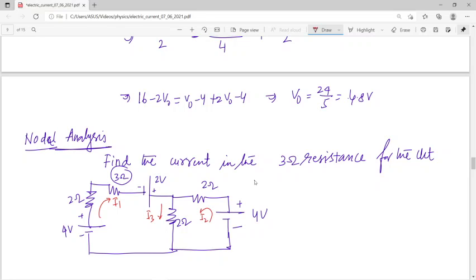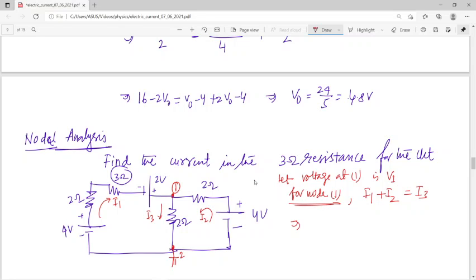I am taking the potential at point number 1, and there is a ground, so this is point number 2. Let the voltage at point 1 be V1. If we consider node 1, then I1 plus I2 should be equal to I3.